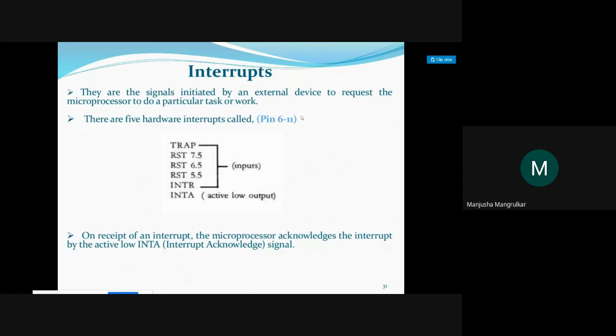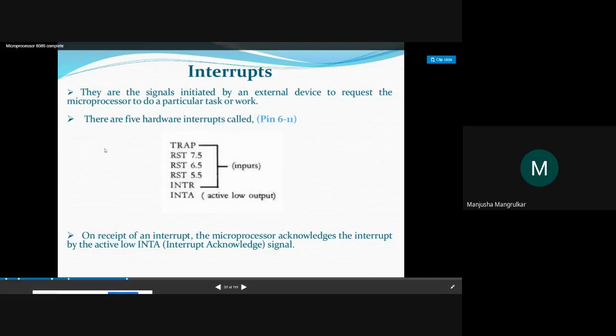These are the 5 hardware interrupts, that is, all are input signals. Trap has the highest priority. Second highest is RST 7.5, then RST 6.5, RST 5.5, and INTR.